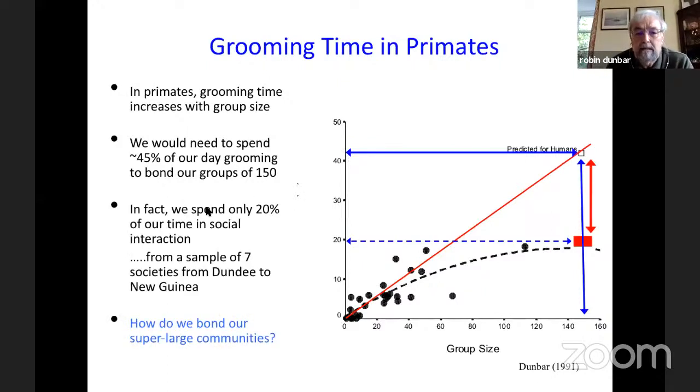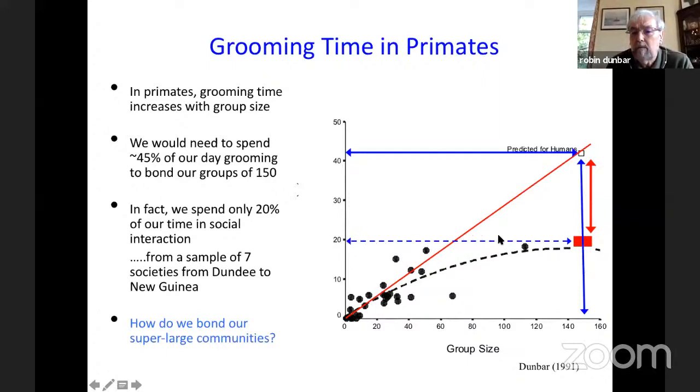And in any case, if you look at the amount of time people devote to social interaction, and we found a sample of seven different data sets from different societies all over the world in the literature, the average was exactly 20%. So it looks like we're spending exactly the same maximum amount of time that primates devote to social interaction, bearing in mind that the other 80% is what they need for foraging and for resting and all the other requirements of keeping body and soul together. That's what's setting this upper limit.